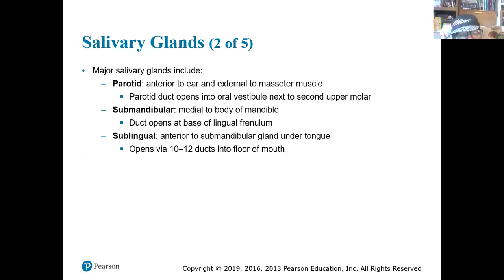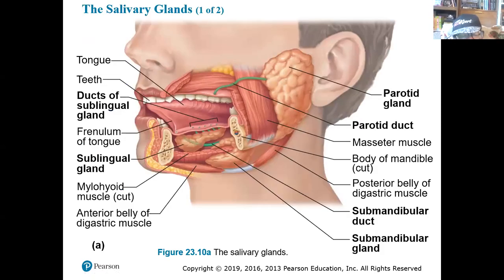And sublingual is below the tongue. And these are in front of the submandibular. And they open up in front of it there. So there are 10 to 12 little ducts into the floor of the mouth. All right, so there are sublingual glands, below the tongue. Okay, good.